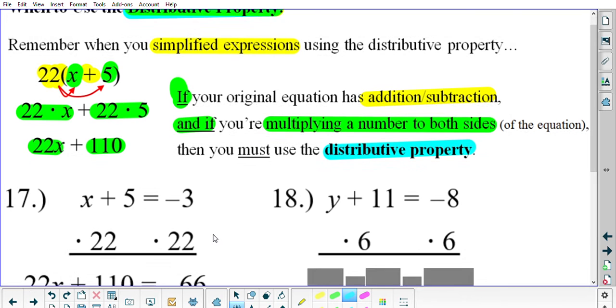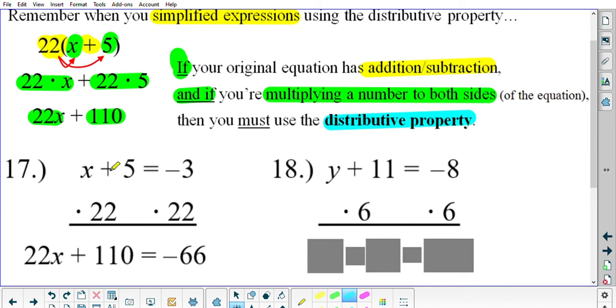subtraction problem. And so take a look at number 17. What do we have? Addition. What am I doing? I am choosing to multiply by 22 on the left and right hand side of the equal sign. When you have 22 times an addition problem, x plus 5, then you must take the 22 not just times the 5, which would give me 110, but you must also take the 22 times the x. Why? Because this is the situation where the distributive property must be used, when you have a multiplier times to an addition problem. And that's why it becomes 22x plus 110.